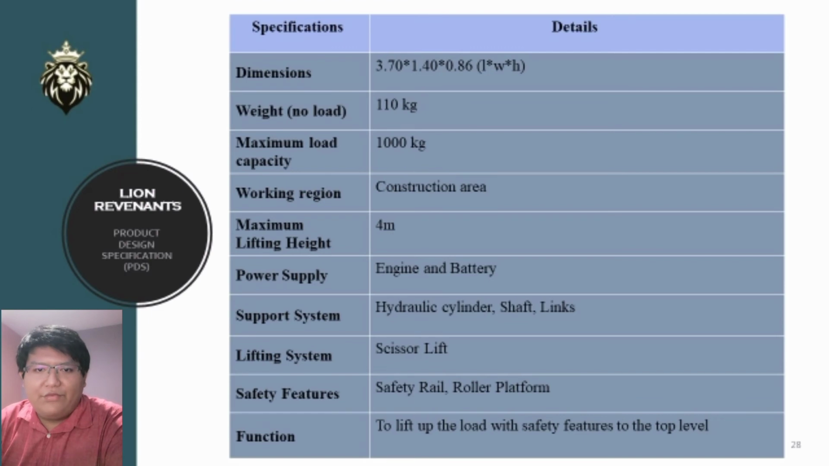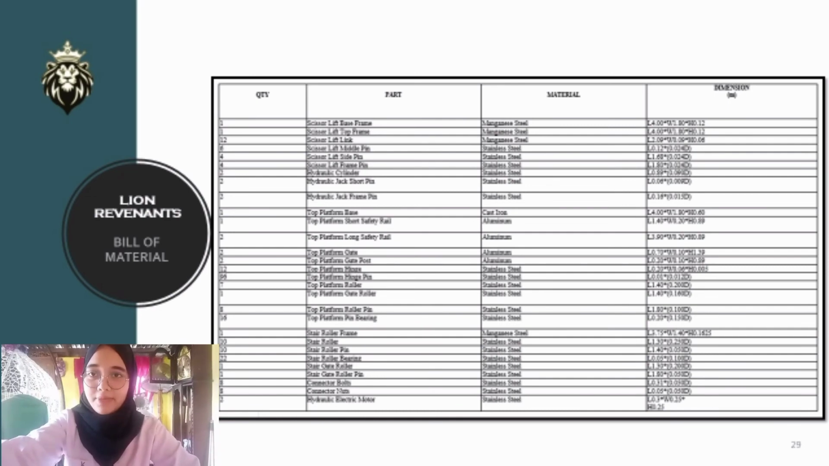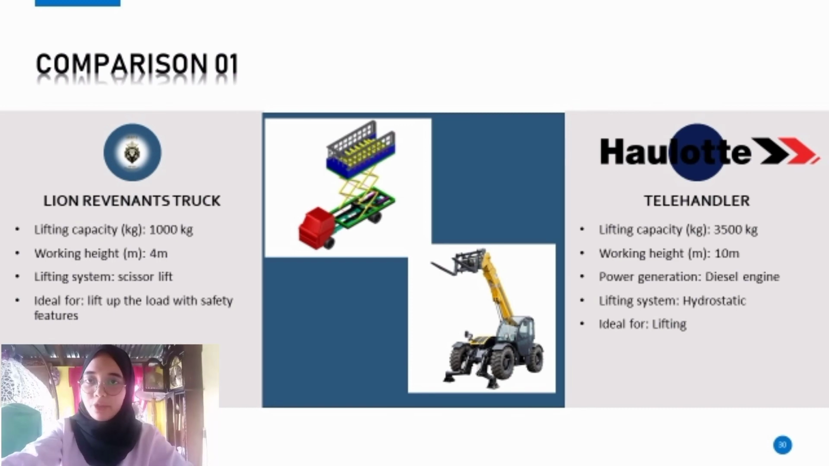Next, I will pass to my friend Mira. Now I'm going to explain about the bill of materials. Based on the slide, it shows how many of each part we need, and for each part, we decided the materials and the dimensions. Next, for the comparison, we compare our product to three different companies with different vehicles.